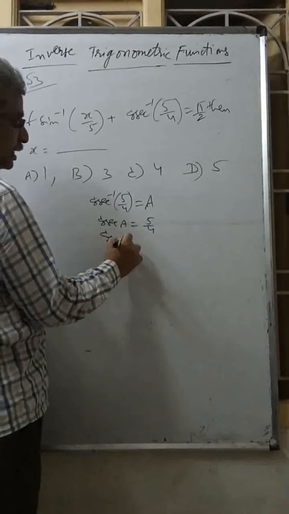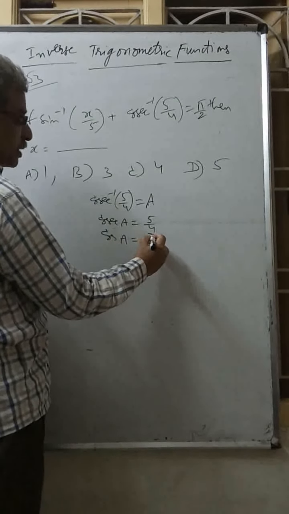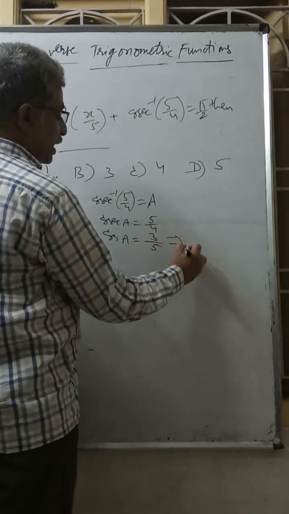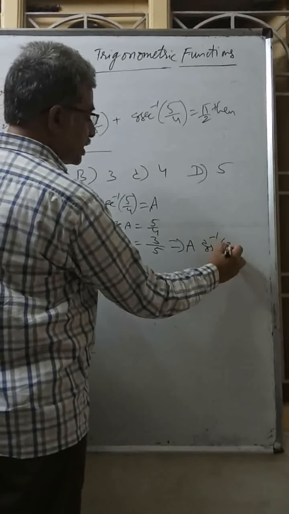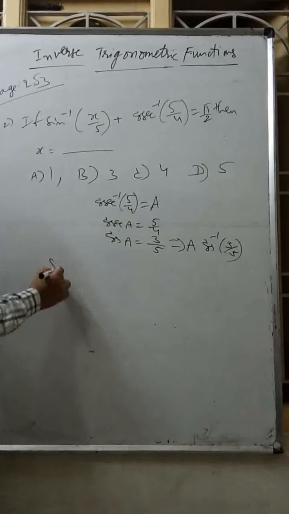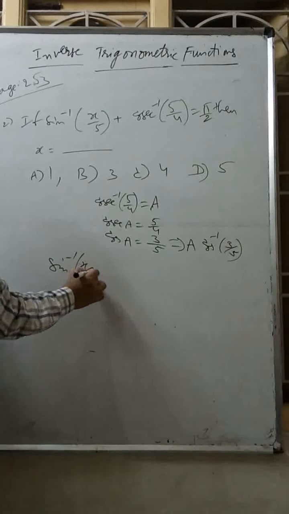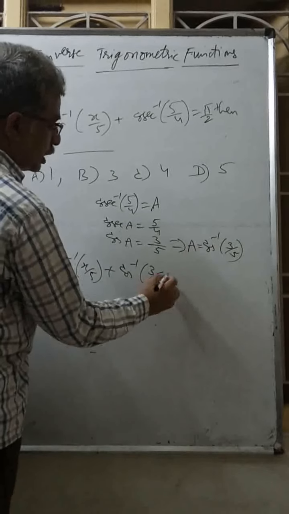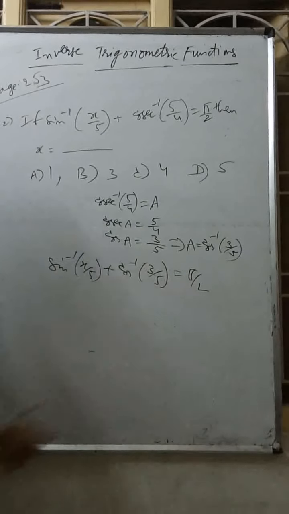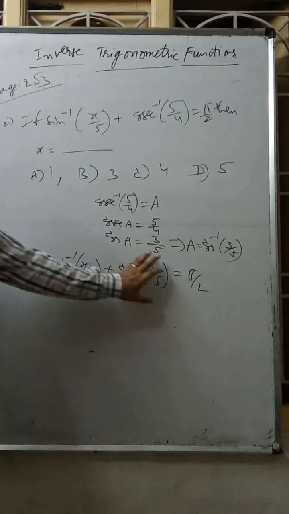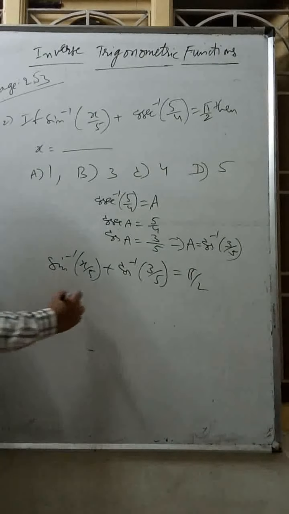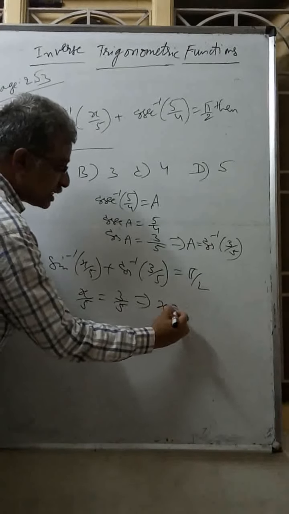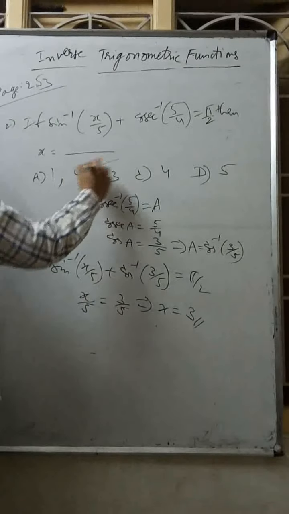So I can find cos A. With sides 5, 4, 3, this becomes 3 by 5. Cos A is 3 by 5, which implies A is equal to cos inverse 3 by 5. Now the given equation I can write simply like this: sin inverse x by 5 plus cos inverse 3 by 5 equals pi by 2. Now the sum is over. This is sin inverse x plus cos inverse x equals pi by 2, which means x by 5 must be equal to 3 by 5. This implies the 5 cancels, x equals 3. So our answer is x equals 3, option B.